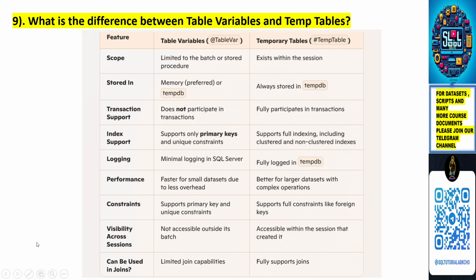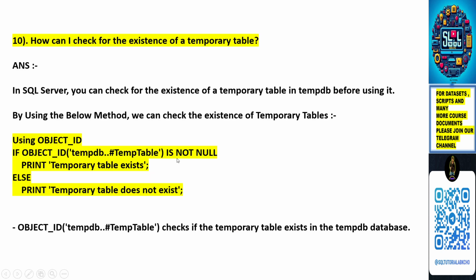Okay. Now move on to the next question, the last question of this particular set. How can I check for the existence of a temporary table? For that we have this particular command. In SQL Server you can check the existence of a temporary table in tempdb before using it by using the below method. Using OBJECT_ID, what you need to write is: if OBJECT_ID of tempdb and then your temporary table name is not null, then print temporary table exists, else print temporary table does not exist.